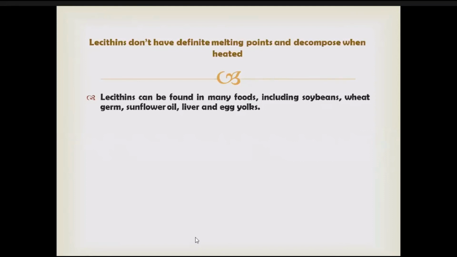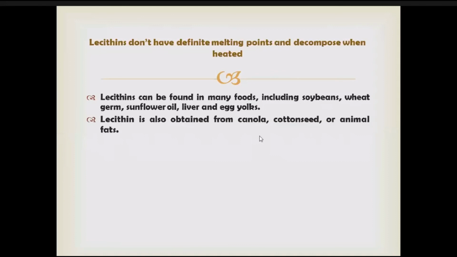Lecithins can be found in many foods. Natural sources of lecithins include soya beans, wheat germ, sunflower oil, liver and egg yolk. These are the natural sources of lecithins. Lecithin can also be obtained from canola, cottonseed, or animal fat.